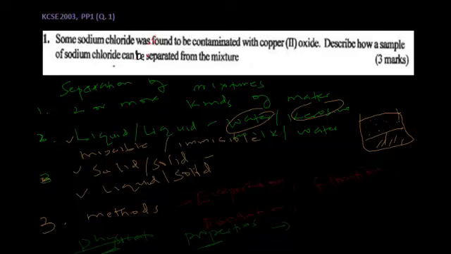Now let's look at this question that we've been given so far. In this question you are supposed to separate sodium chloride from copper 2 oxide. Now the key thing, as we said just a few seconds ago, is that you have to know the properties.